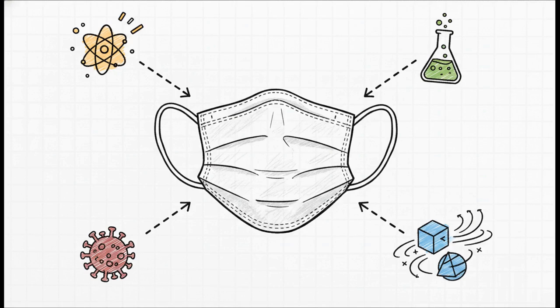To understand and design this single object, we need physics to understand particle motion and electrostatic attraction. We need chemistry to formulate the specific polymer fibers. We need biology to understand the exact microscopic size and behavior of a virus. And we need mathematics to model the airflow and filtration efficiency. All 4 distinct branches must converge perfectly. Any guesses what it is?